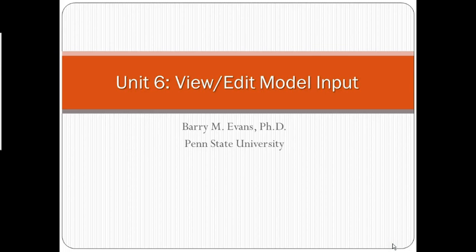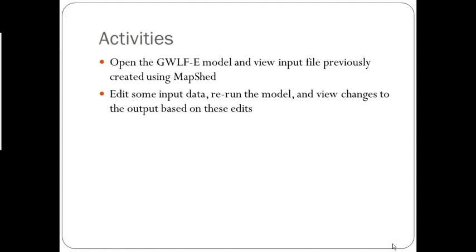In this unit, we will view and edit some of the input data that we had generated for the GWLFE watershed simulation model using MapShed. Specifically, in terms of activities, we will first open the GWLFE model and then view some of the input data in one or more files that we had created previously using MapShed for one of the watersheds in the demo dataset area. We will then edit some of the input data, rerun the model, and view the changes to the output based on these edits.